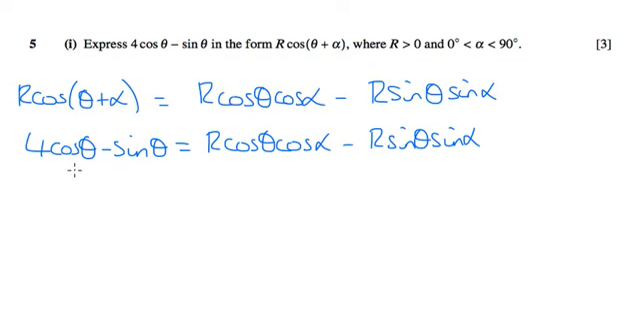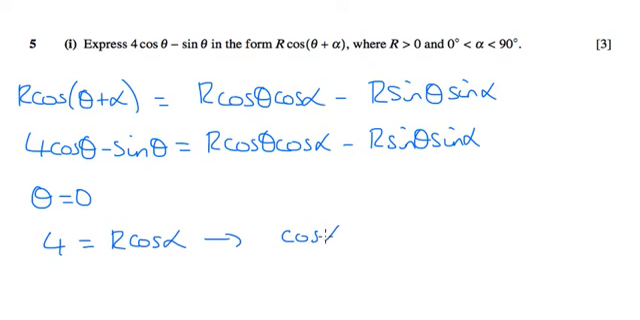So in order to find out what alpha and r are, we're going to set, first of all, theta to be equal to 0. Because when theta equals 0, sine theta disappears, and cos theta equals 1. So we're going to have 4 times 1 here on the left, which is just 4, and on the right, we're going to have r cos alpha, as cos theta is 1. And that's the same as saying that cos alpha is equal to 4 divided by r.